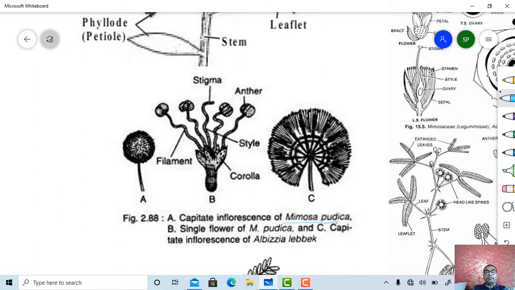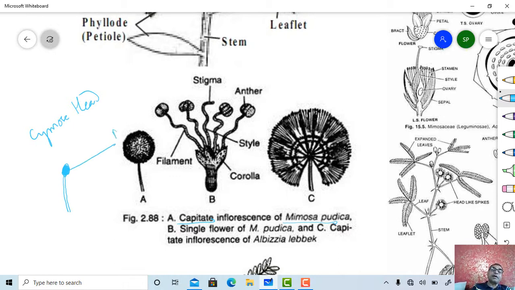Mimosa pudica, okay, this inflorescence is generally considered as a cymose head type of inflorescence, or a capitate type of inflorescence. Both inflorescences are the same. What happens here, this is a stalk, the peduncle. Here the peduncle is very much suppressed and forms such a globular structure.